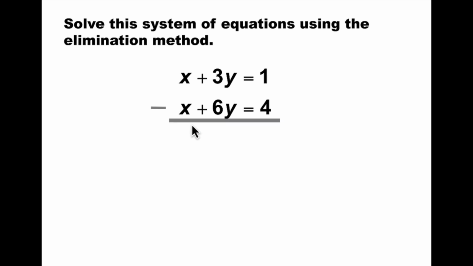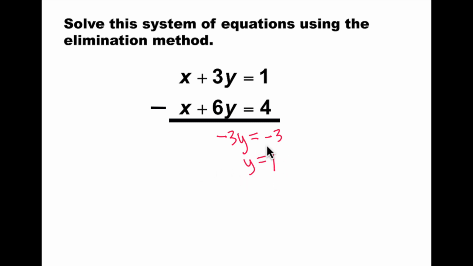So use column subtraction to combine these equations. We get 3 minus 6y, or negative 3y, equals 1 minus 4, or negative 3. Solving for y, we get y equals 1.